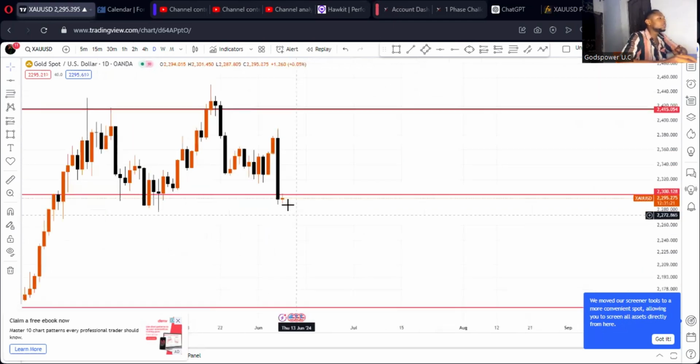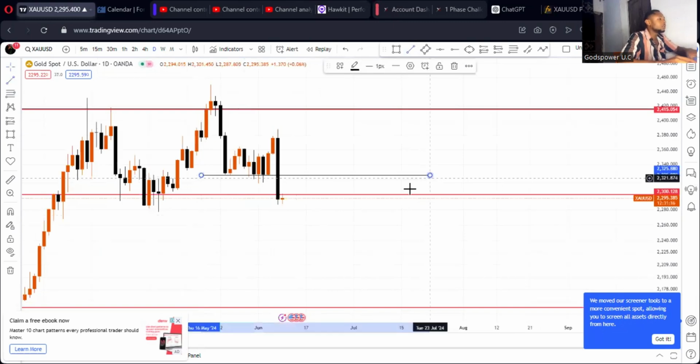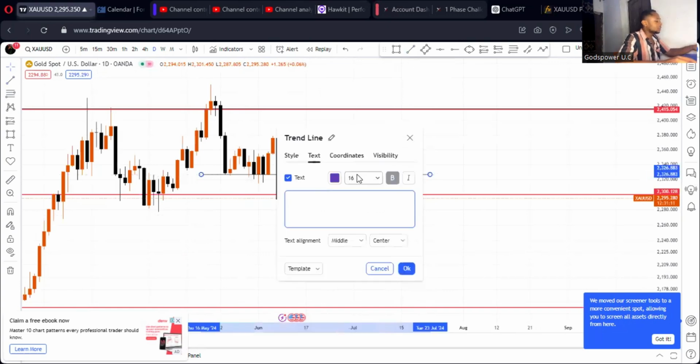So on the daily, I'm still going to do the same thing. I can see my zone around here. You can see right here, I have a zone around here, right? We tag it as our daily.